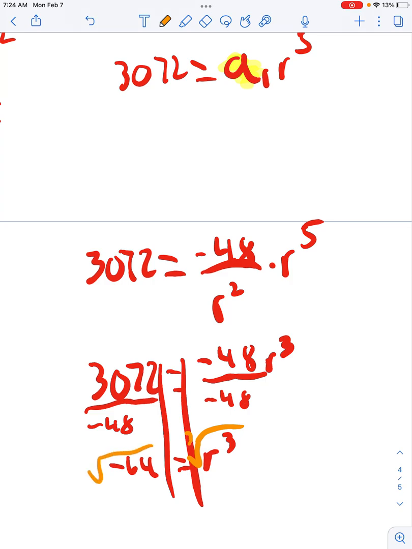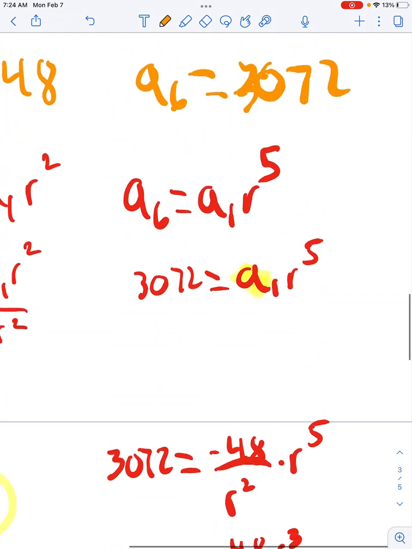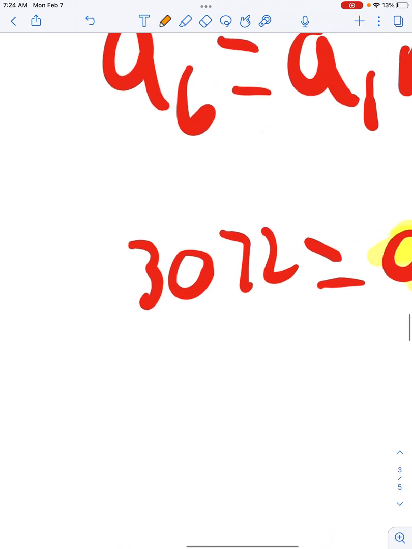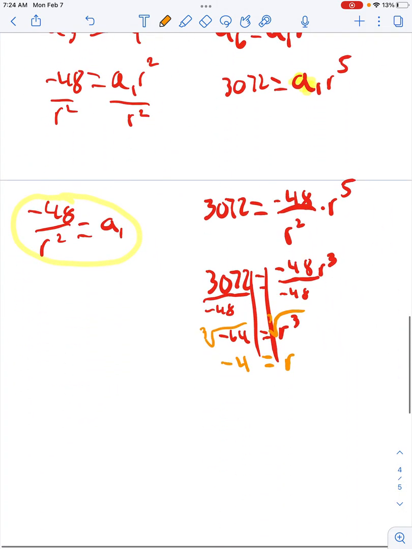I'm going to take the cube root of r and the cube root of 64, and 4 times 4 times 4 is 64, but I need negative, so it's going to be negative 4. Again, I knew that I was going to have a negative for my r because this number was negative and this number was positive, and the only way you go from negative to a positive is multiplying a negative times a negative.